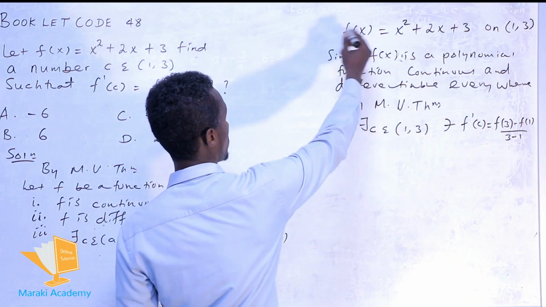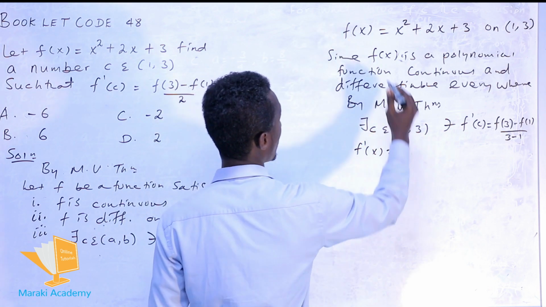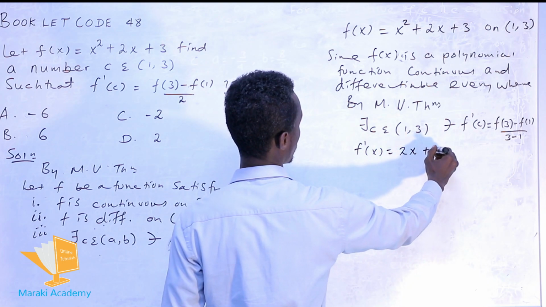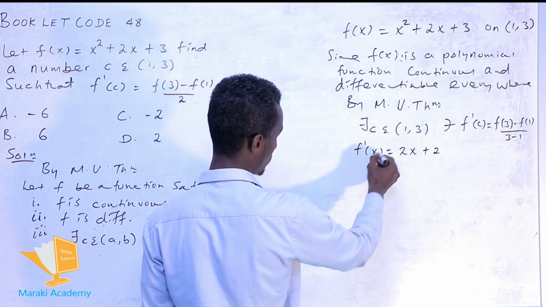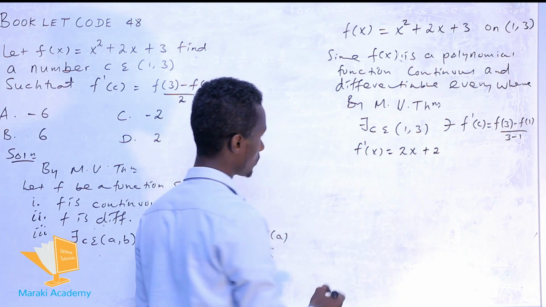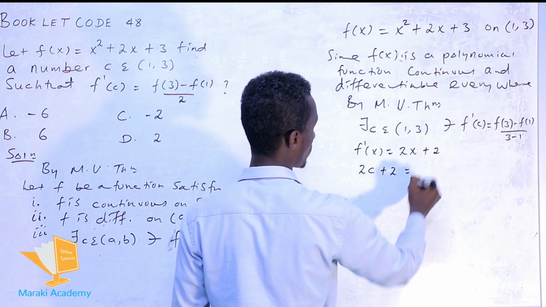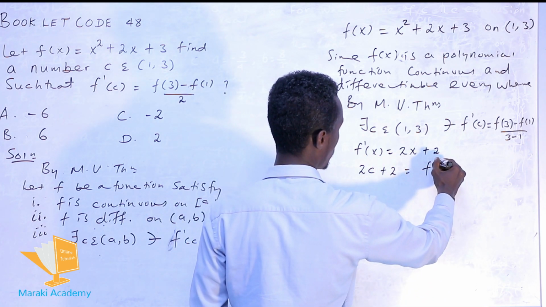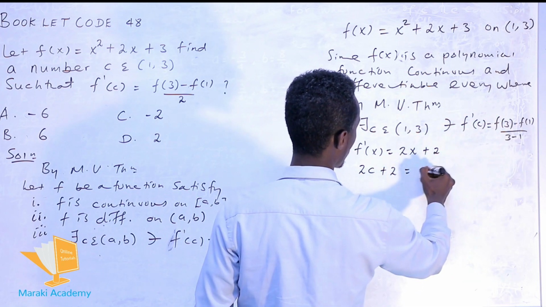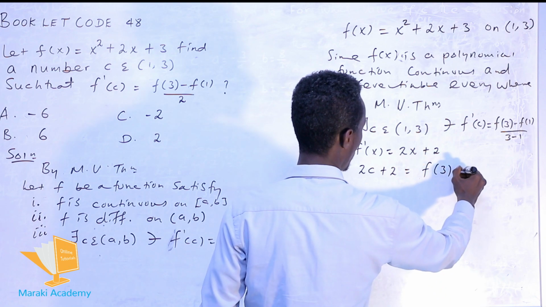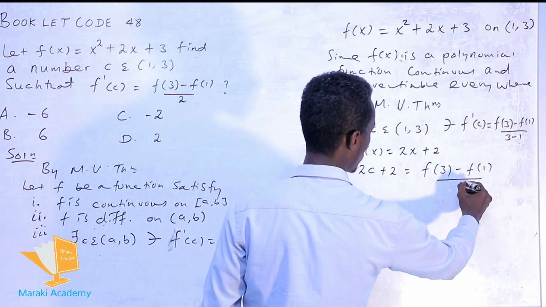So the first derivative of this function, f first derivative for every x, we have 2 times x plus 2. When you substitute into here for c, we have 2 times c plus 2, which is equal to the first derivative at point c, meaning we have this whole expression, which is equal to f at point 3 minus f at point 1 over 3 minus 1, that's 2.